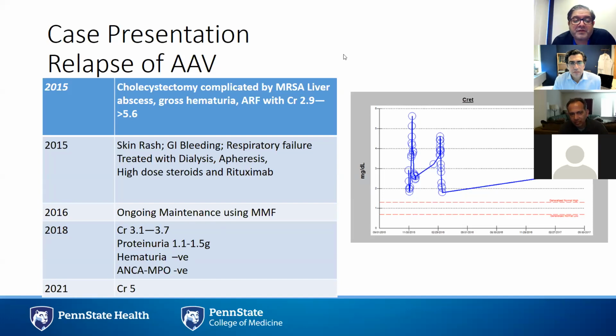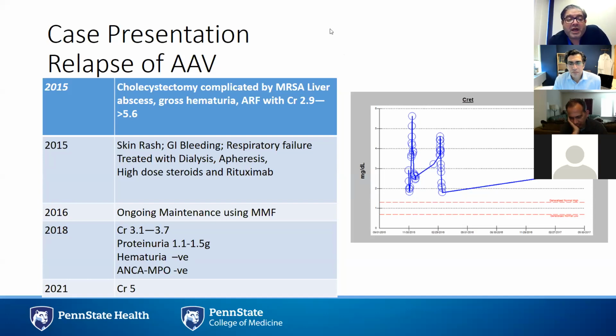This was before Pexivas. This was in the MePex era. Creatinine was going up, so apheresis was indicated based on the norms of practice at that time. And we were able to place him into some form of remission again.